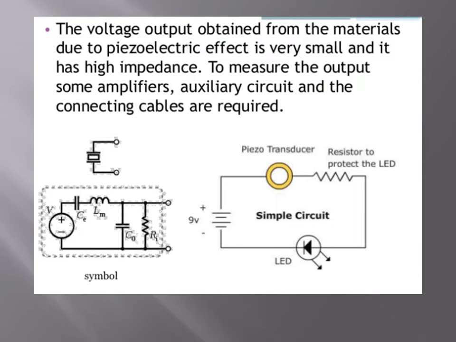The voltage output obtained from the materials due to the piezoelectric effect is very small and it has high impedance. So to measure the output, we need amplifiers or auxiliary circuits and connecting cables. This is the symbol of a piezoelectric transducer and this is the simplified circuit. We have the piezoelectric transducer here, and the voltage will be measured here. Then we have a resistor to protect the LED. The load is given by means of the LED.